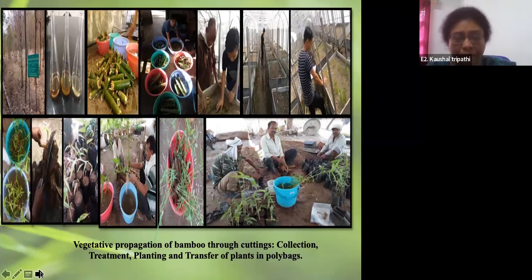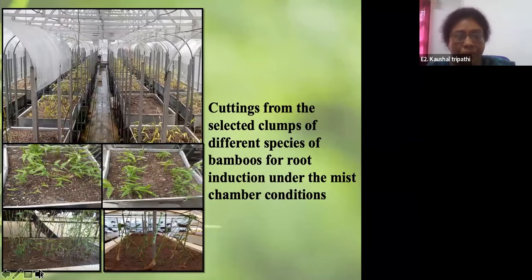Next slide, please. This is again, we have shown the pictures of this chamber in which we have planted the cuttings of different species, and these are the sprouted and rooted culm cuttings under mist conditions.